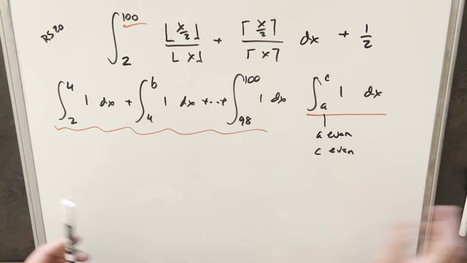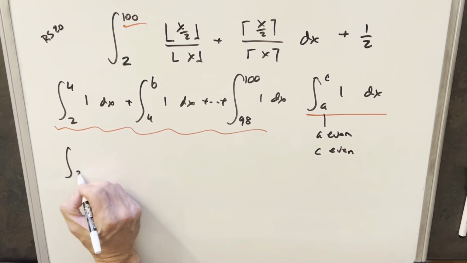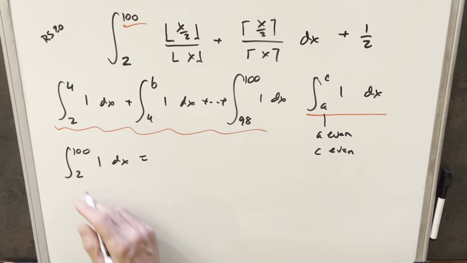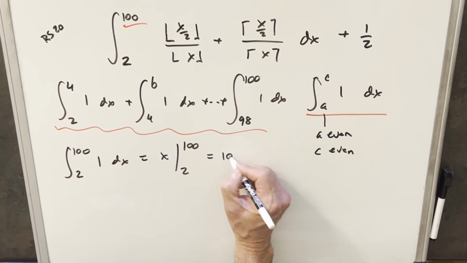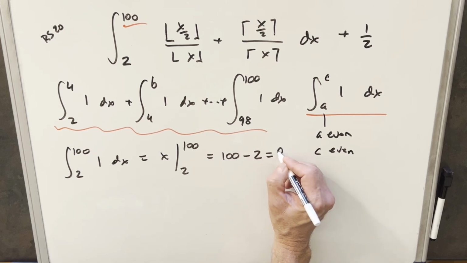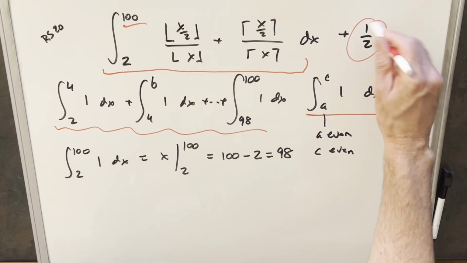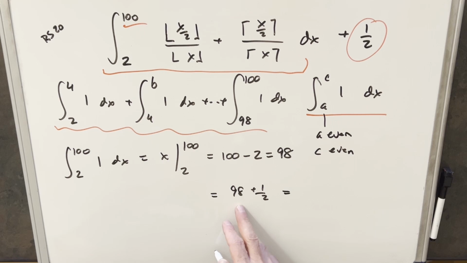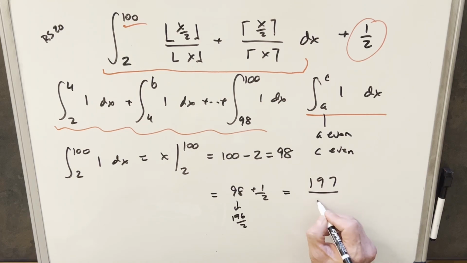And so we can just take all these integrals and smash them all together and put it back. So what we're going to end up with is we just need to integrate from 2 to 100 of 1 dx. So when we integrate this thing, we're just going to get x, and we're going to have to evaluate from 2 to 100. But that's just going to be 100 minus 2, or 98. And so this whole piece right here is 98, but we still have this 1/2. So all we need to do is add 98 and 1/2. And then if I get a common denominator and write this piece as 196 over 2, we get our final solution of just 197 over 2.